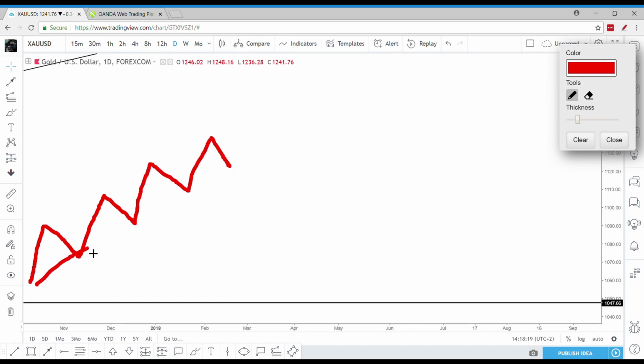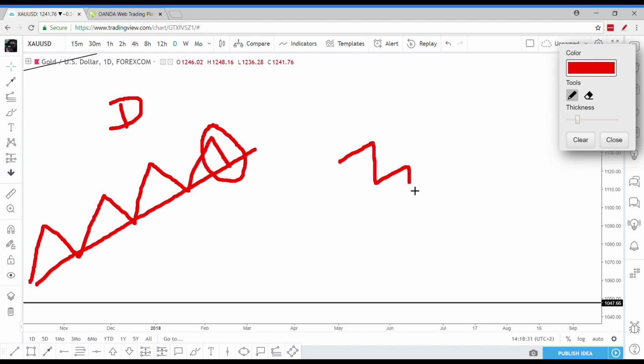Healthy trend with a nice trend line. Okay, so that's the daily. Now, if you look only at this on a 1 hour chart, what will it look like? It will look exactly like this, okay, with maybe a nice trend line.